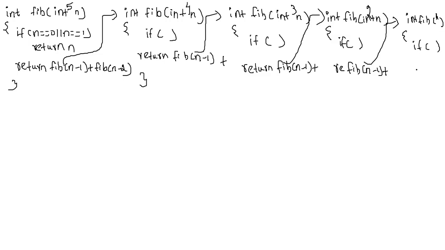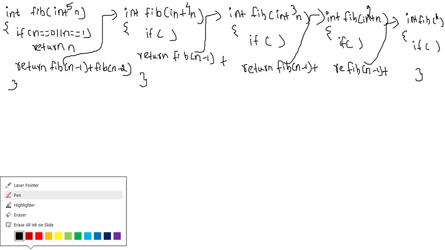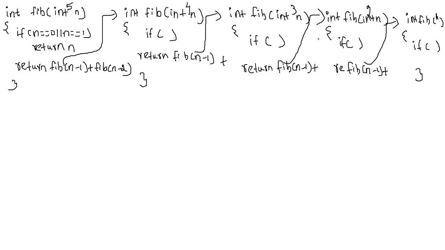What is my n value in this function? The value of n in this function is 1. So this returns me a value called 1 to this place. Now where am I standing? I am standing in this function.